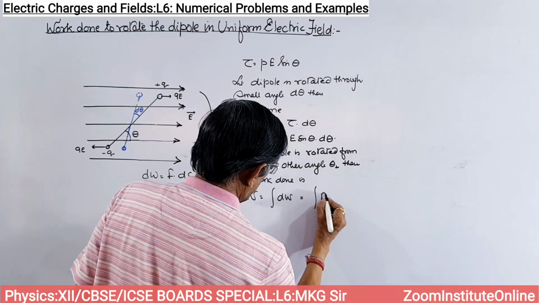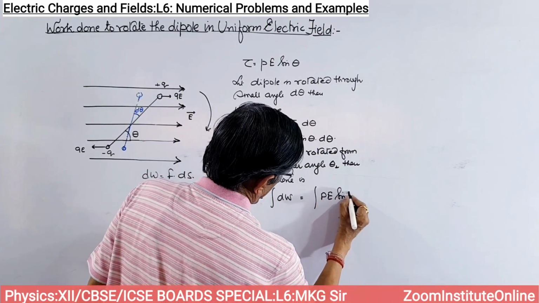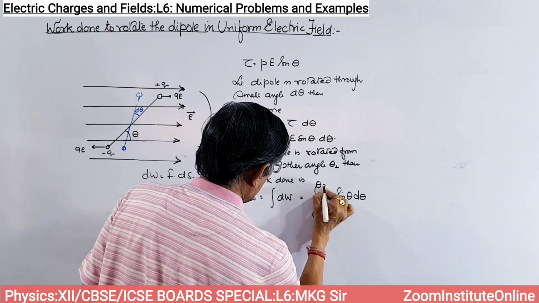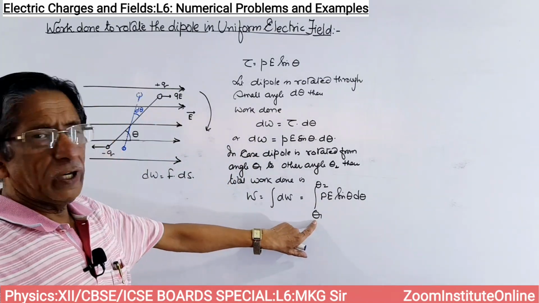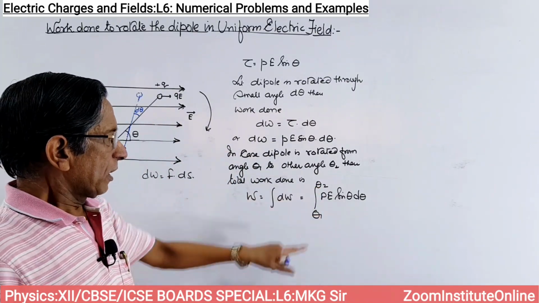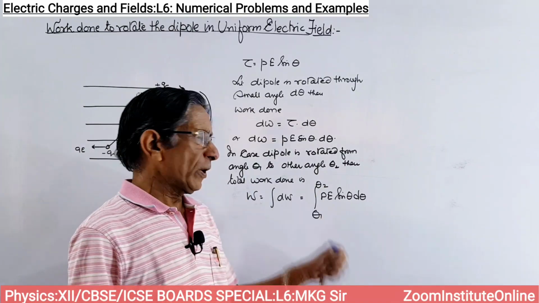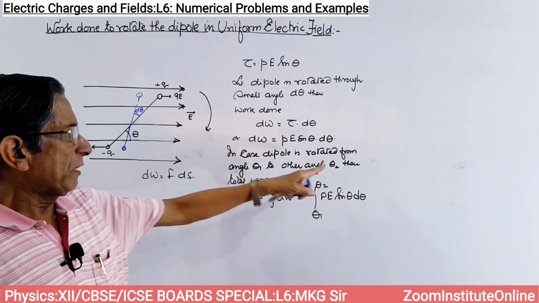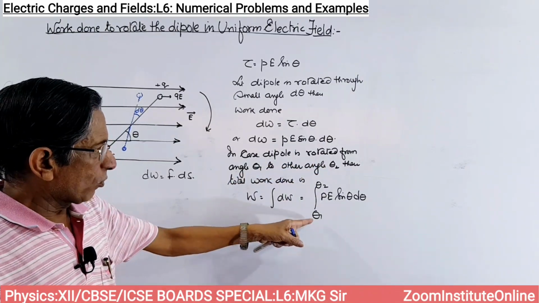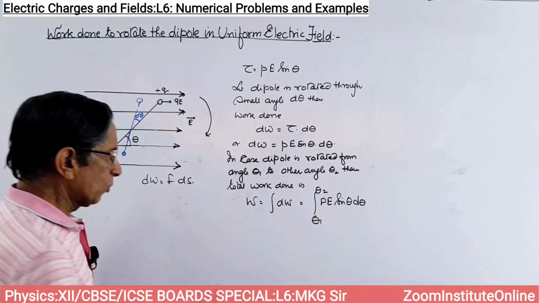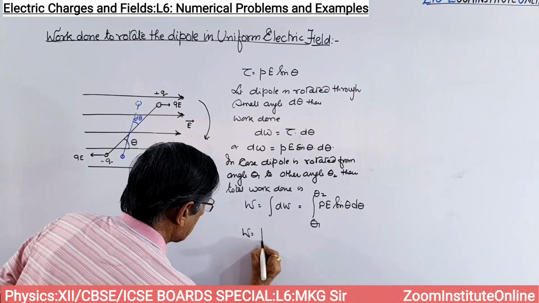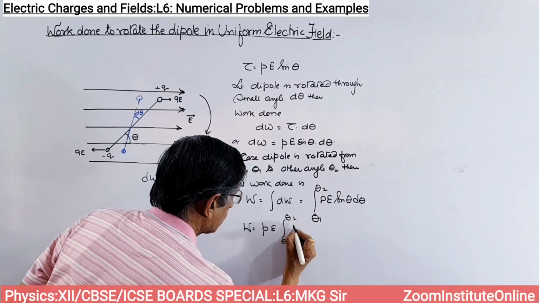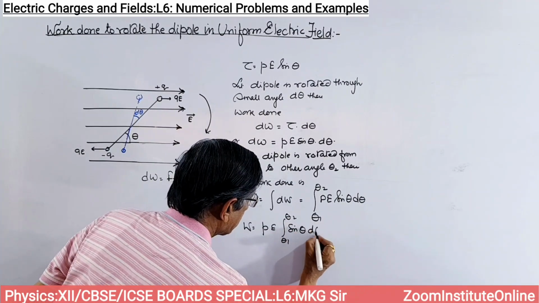Integral dW is PE sin theta d theta, with limit theta 1 to theta 2. Students, this is called the lower limit, and this is called the upper limit. Lower limit is the starting point, upper limit is the finishing point. So we are going to turn the dipole from angle theta 1 to angle theta 2, so I have written lower limit theta 1, upper limit theta 2. So dear students, W is equal to PE integral theta 1 to theta 2 of sin theta d theta.